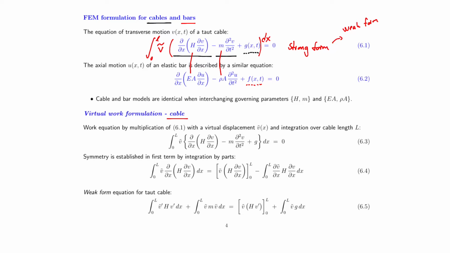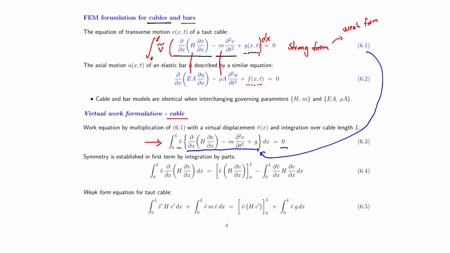If we're going to do that, we can see the work equation in equation 6.3, where we have the test function v tilde, and inside the curly braces we simply have the strong form equation from 6.1. So this will be the strong form equation that we get from equation 6.1. And the integral of 0 is equal to 0. So 6.3 is now a work relation instead of a force relation.